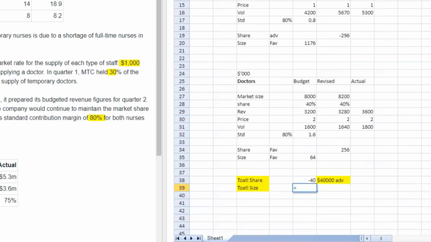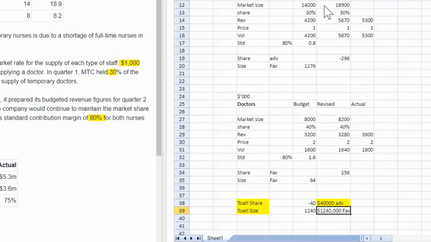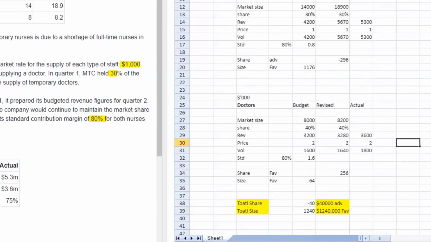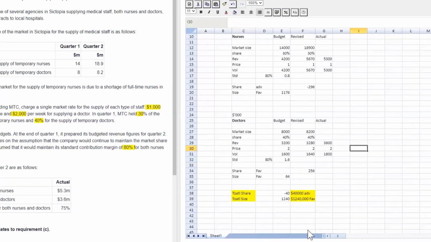I'm going to add them up. So I've got a favourable plus another favourable. And then I'm going to retype that so they know that I know it's 1,240,000 favourable. And I'm going to highlight that. Okay. So that is 10 marks. And that's what was expected.